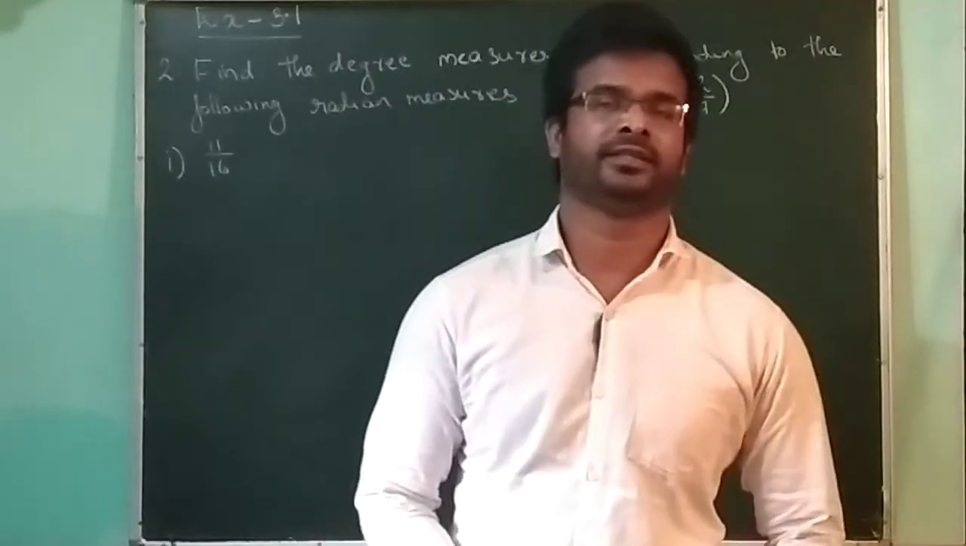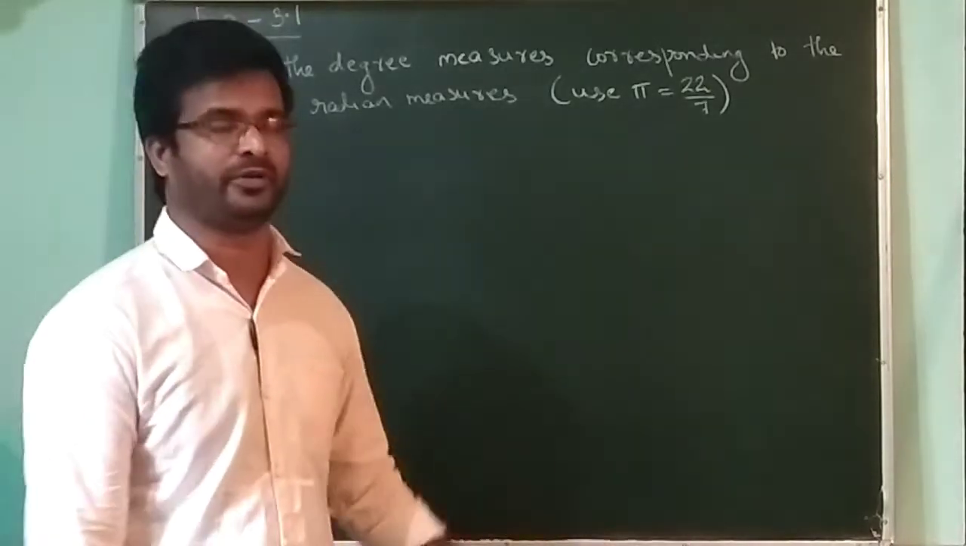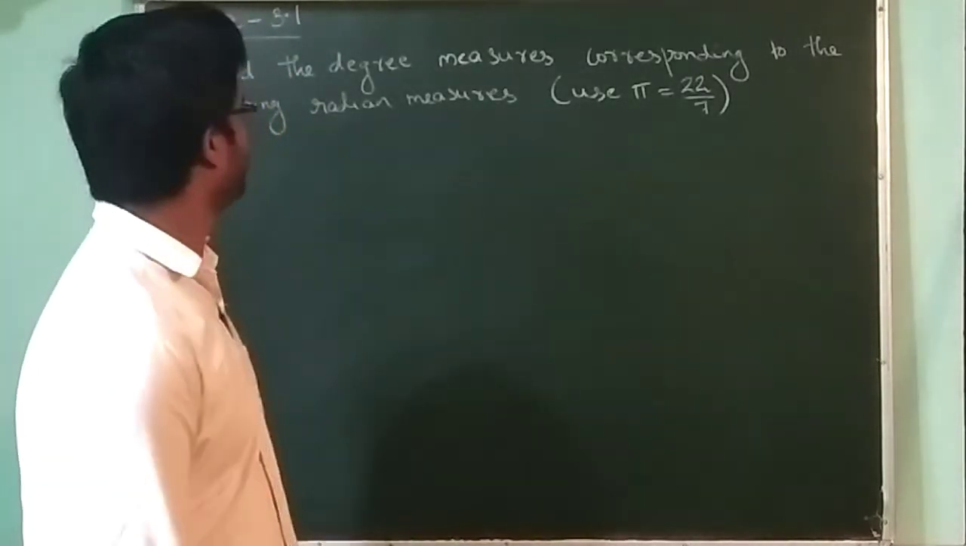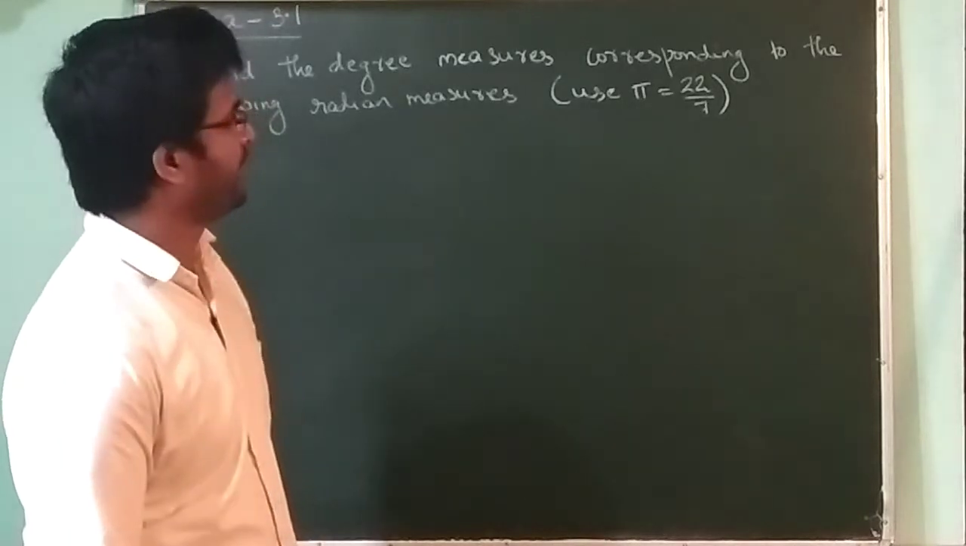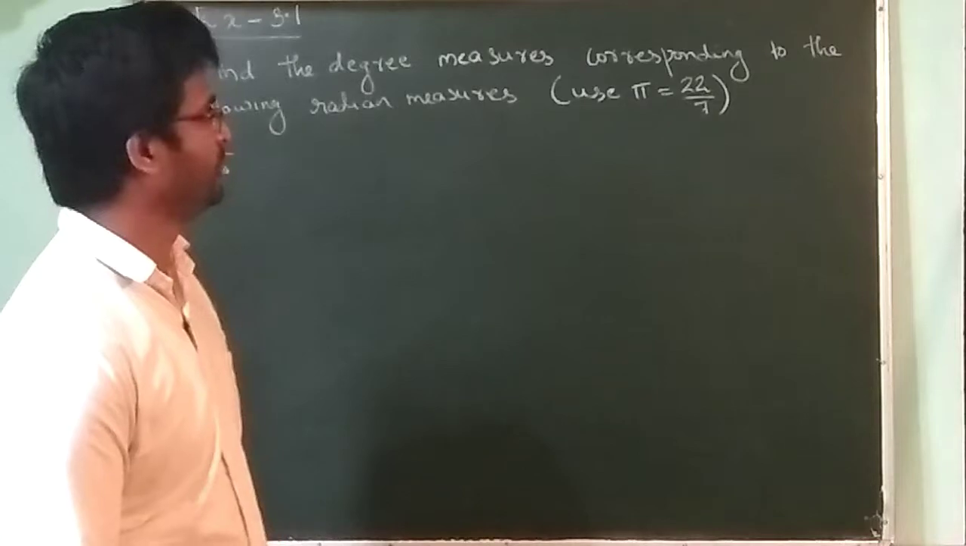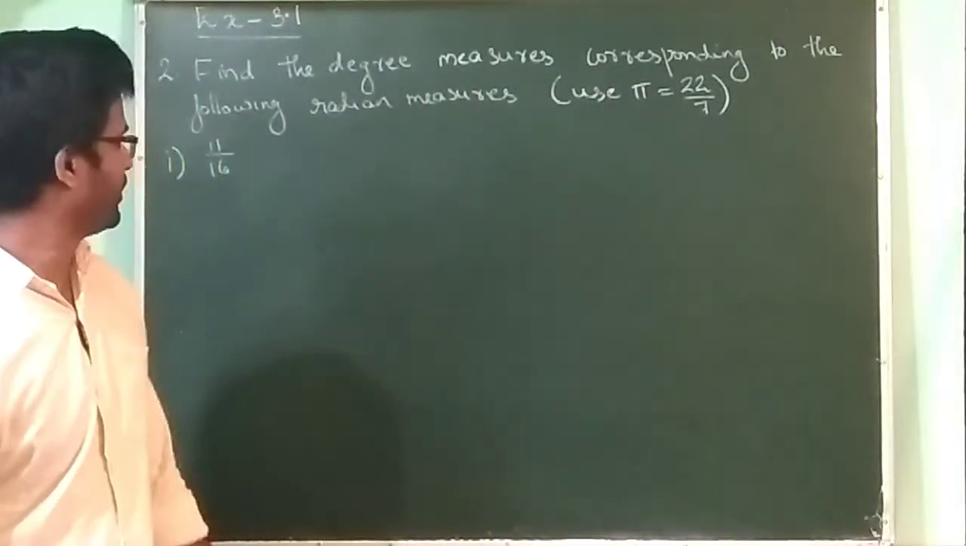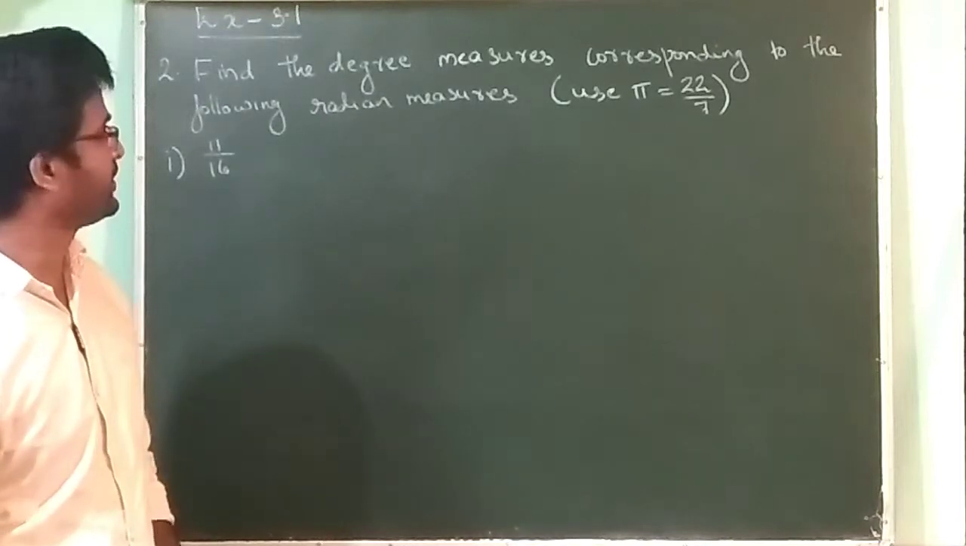Good morning, students. Today we can study exercise 3.1, question number 2. Find the degree measures corresponding to the following radian measures. Use pi equal to 22 by 7. Roman number 1, 11 by 16.